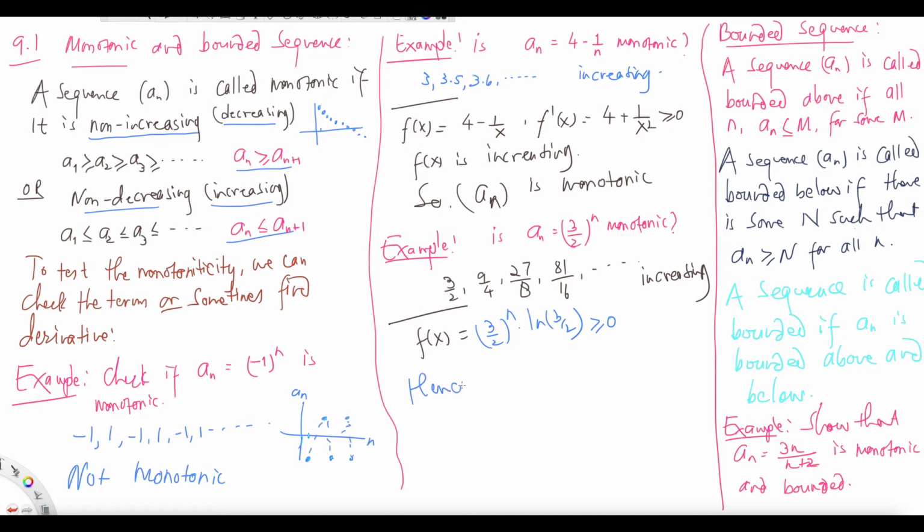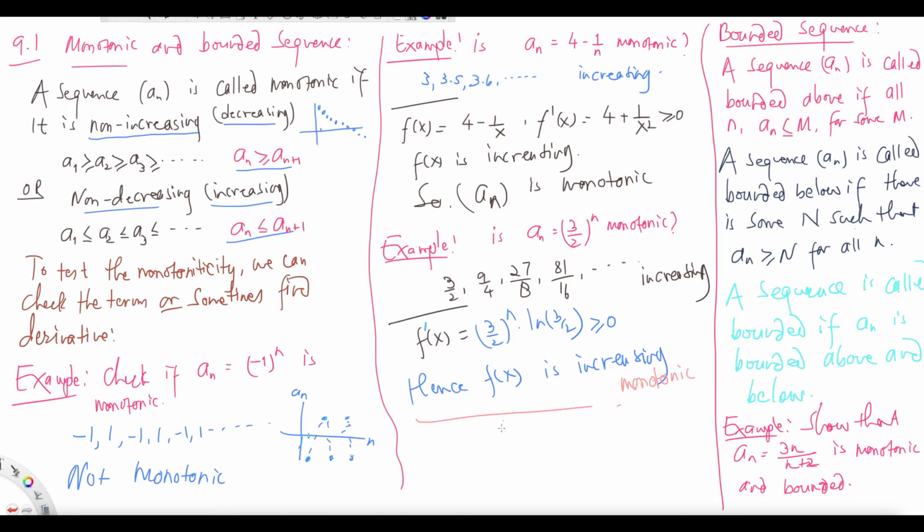Hence, oh, this is f prime of x, okay? Since f prime of x is positive or 0, then f of x is increasing. So this is the increasing sequence, okay? So it is monotonic, right? That's why it is monotonic. So this is also monotonic.